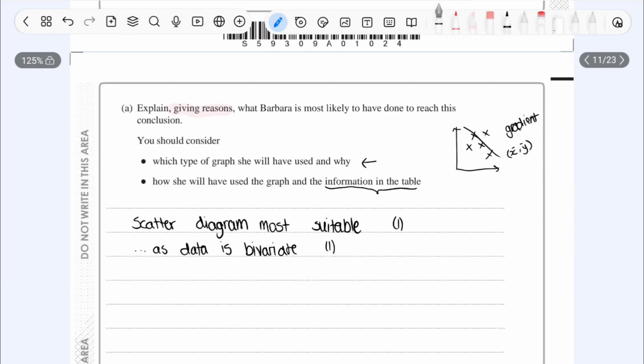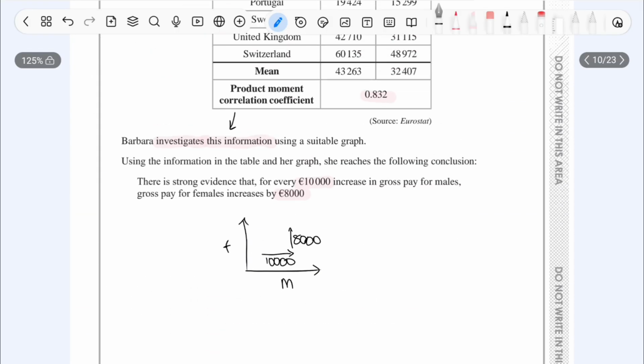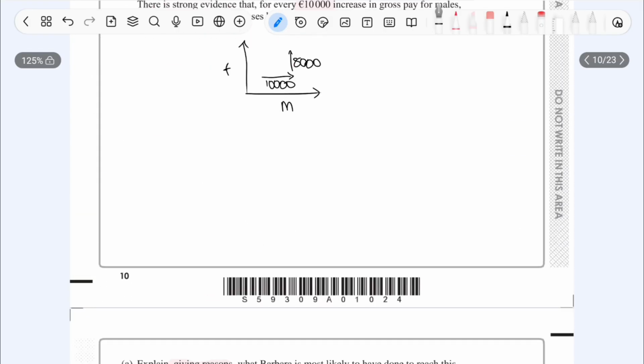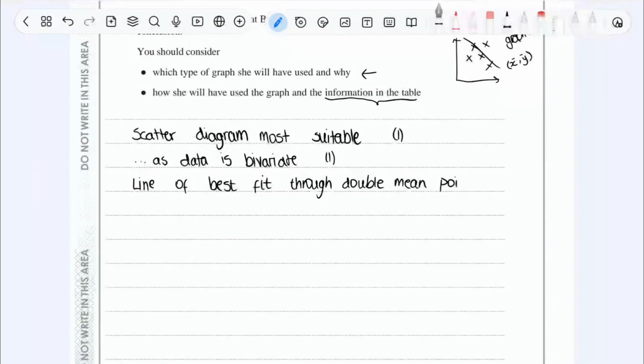So what you need to identify for your next two marks is the double mean point and the gradient. You need to be able to distinguish the gradient from the PMCC. The PMCC, however, we're going to use after this. So let's just quickly write that down. And the gradient here tells us the relative rates of the change in gross pay. For example, how the change in females is with respect to the change in men's pay.